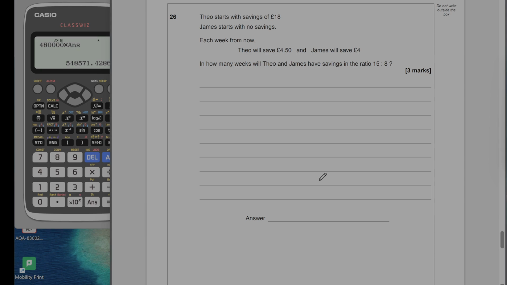Okay, question 26. Theo starts with savings of £18. Jamie starts with no savings. Each week from now, Theo will save £4.50 and James will save £4. How many weeks till Theo and James have savings in the ratio of 15:8?